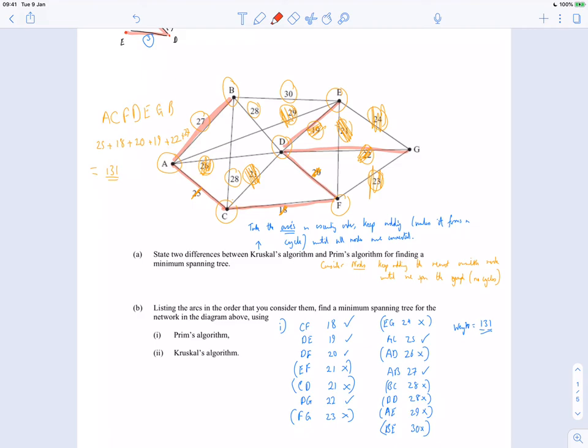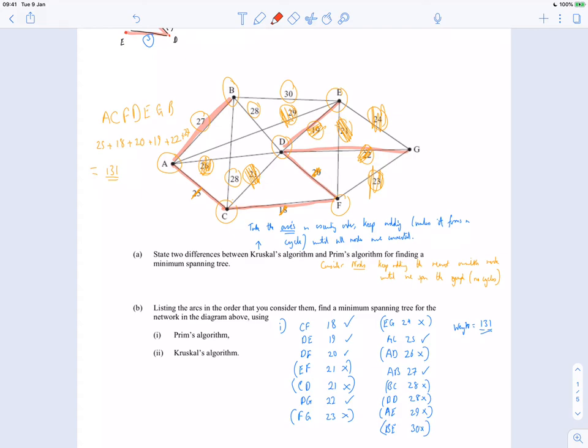So this is also a minimum spanning tree. I don't think it's necessarily the same as the other one. It might be. But yeah, you'll get alternate minimum spanning trees. Just because they're a minimum doesn't mean they're necessarily unique. And that's how you apply Kruskal's, and the one before that was Prim's.